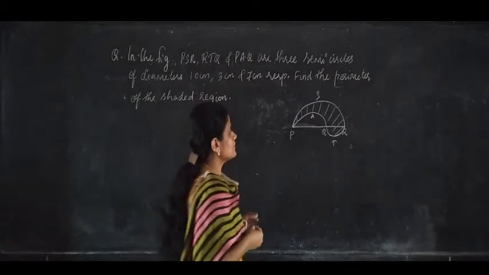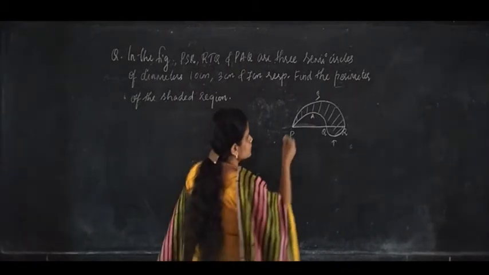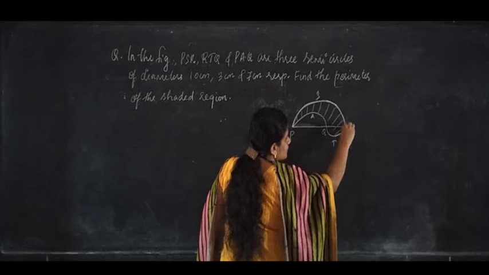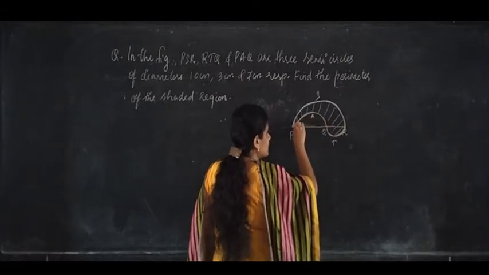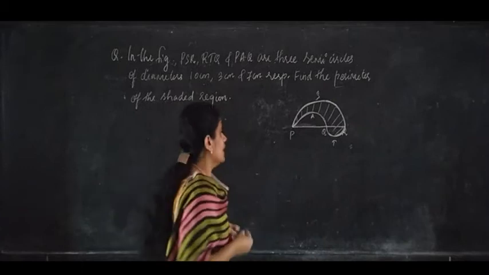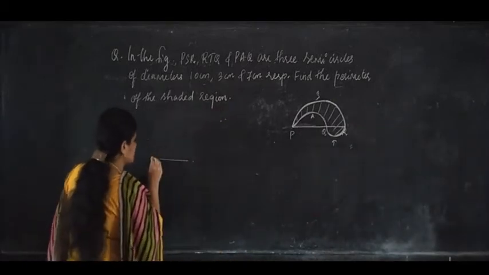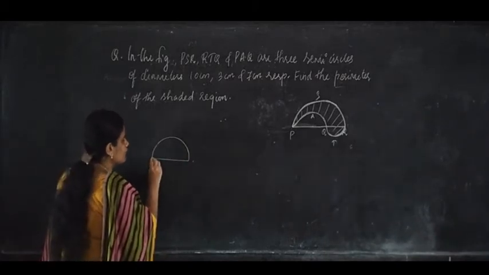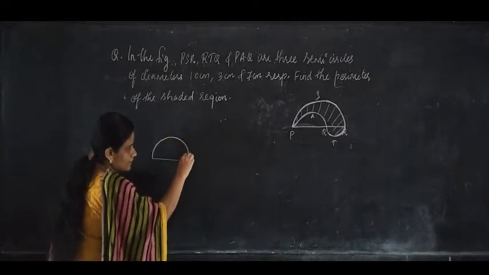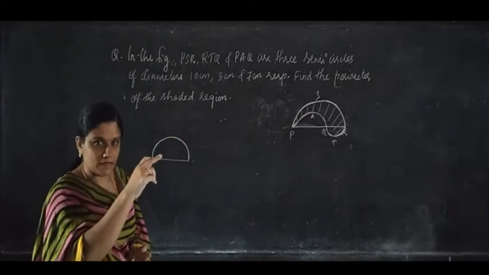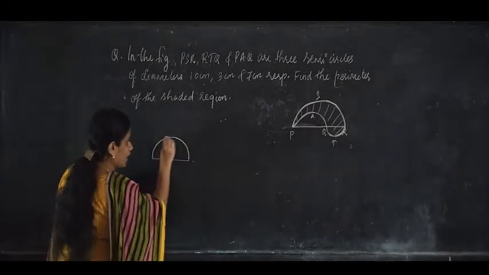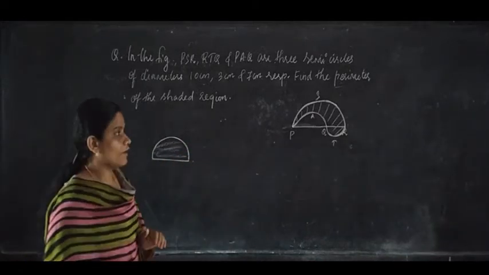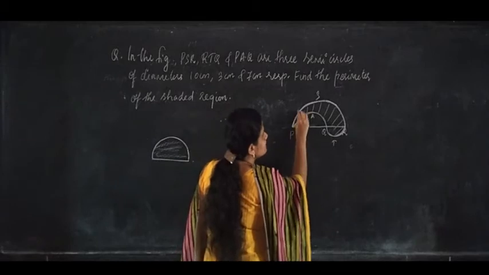That's it children. Now we have to find the perimeter of the shaded region. Now suppose a semicircle is given to you, and the question is to find the perimeter of a semicircle. You know that we will find it as pi r for this arc, the total circle is 2 pi r, here the semicircle is half, so pi r plus the diameter, that is the perimeter of a semicircle. Yes or no? Now you just see here, we need only this arc.